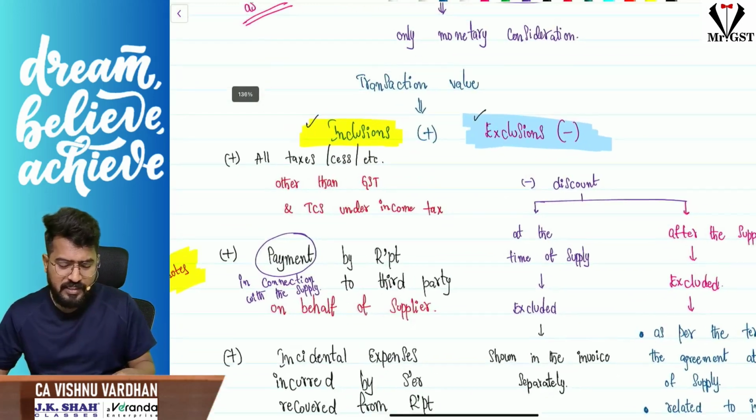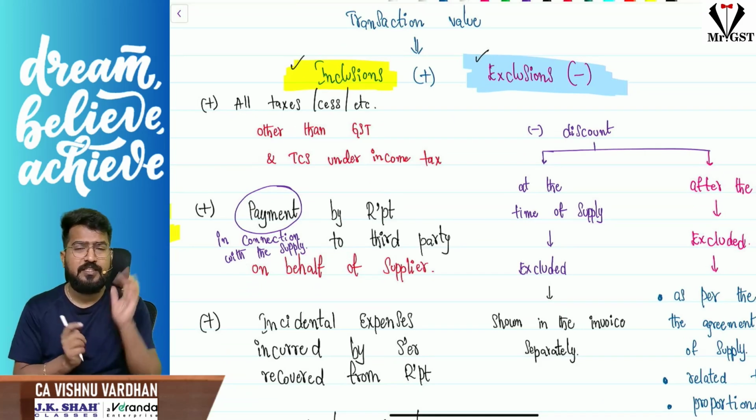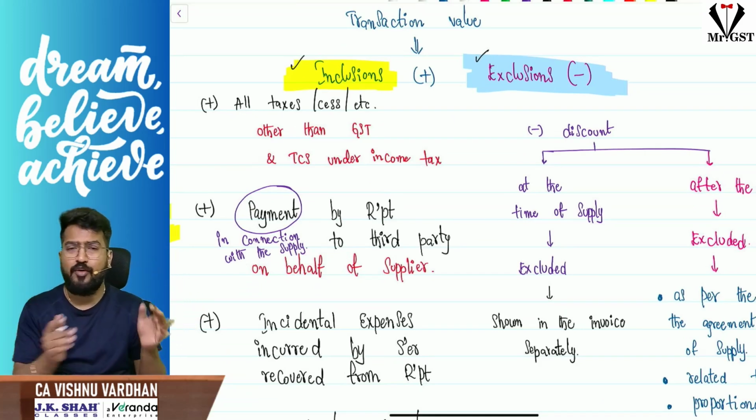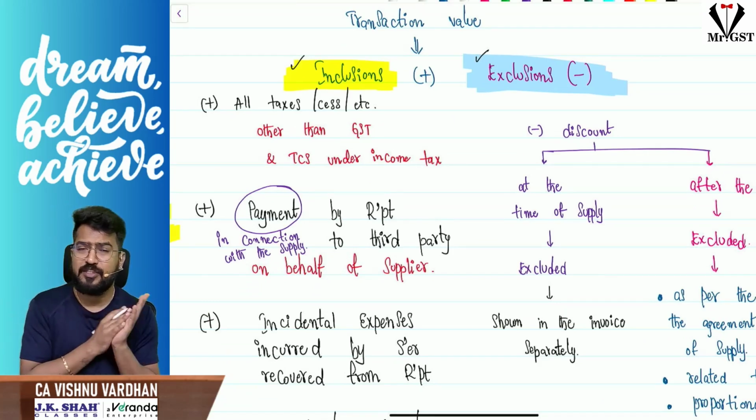First of all, understand that in the law they have given 5 inclusions and 1 exclusion. Just remember it like the Pandavas and Draupadi. 5 inclusions and 1 exclusion will finish section 15 subsections 1, 2 and 3.